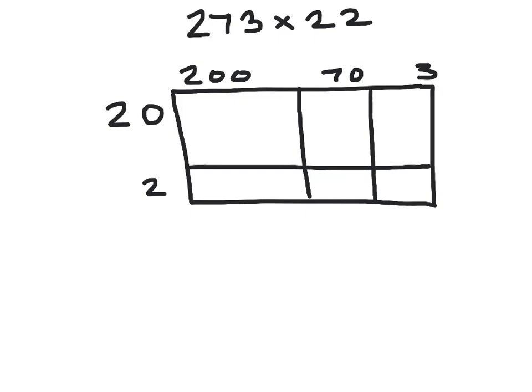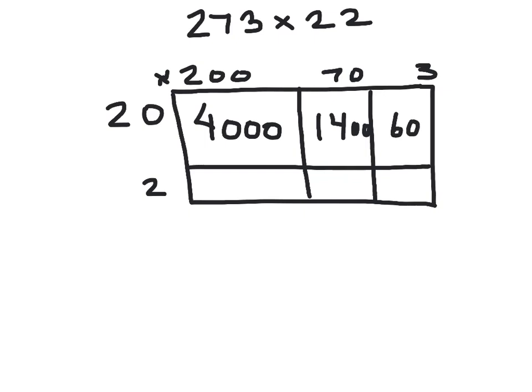All right, and now what I need to do is multiply each section. You can think of it as finding the area, so you're looking at length times width. And please forgive me that these rectangles are not to scale even close. So we're going to start with 20 groups of 200, or 200 times 20, and we get 4,000. And then we look at 20 groups of 70, and we get 1,400. And then lastly, it's 20 groups of 3, and that's 60.